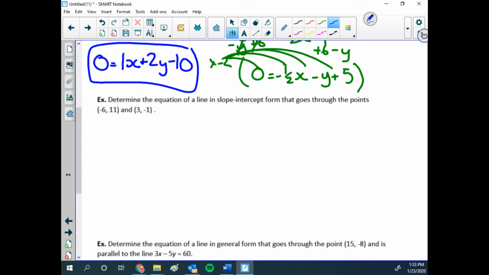All right. Next one says determine the equation of a line in slope-intercept form that goes through the points -6, 11, and 3, -1. So slope-intercept form is y equals mx plus b. But in order for me to start with y equals mx plus b, I need the slope and I need the y-intercept. Did they give me that? Did they give me slope or y-intercept? Directly, did they give me any of that here? No. So what I'm going to have to do, first of all, is find the slope. So how am I going to find the slope here?